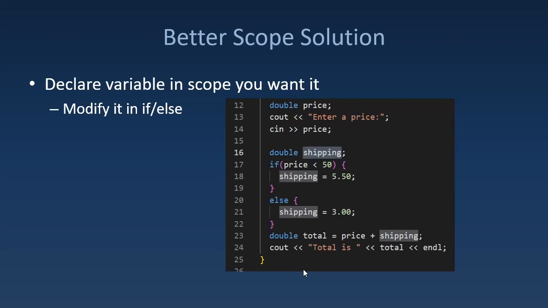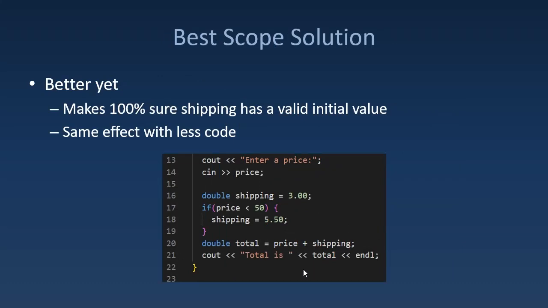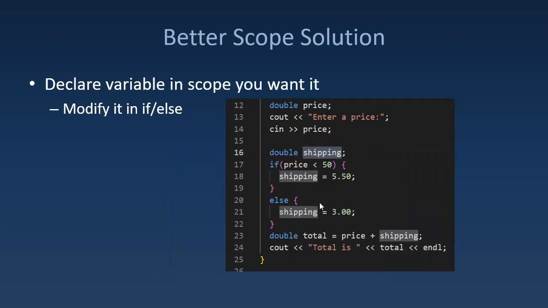Now, you probably could make this even better. Most programmers would probably say an even better version of this would be to make sure that shipping always has a valid value. Here, shipping doesn't start off with a valid initial value. And we're counting on the fact that we're either going to do the if or the else, and that's going to put a value in it. But sometimes you write your logic and there's a way for the logic to fall through and not hit any of the if or else's, and then you end up with weird behavior because you've got some uninitialized variable.